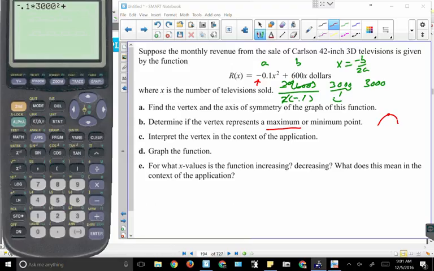Plus 600 multiplied by 3,000. Did I set the equation up correctly? I put the numbers in there, and if I did and I hit enter, that tells me what I am going to make. So that means that if I sell 3,000 TVs, my revenue should be equal to $900,000.